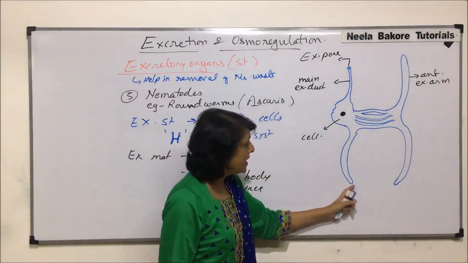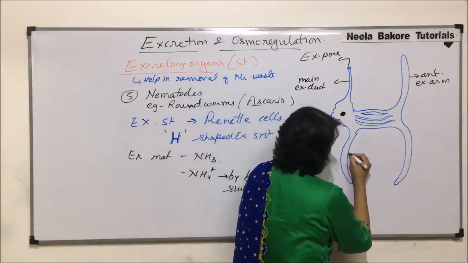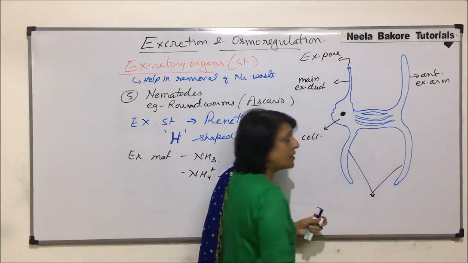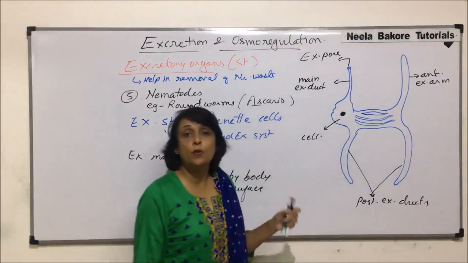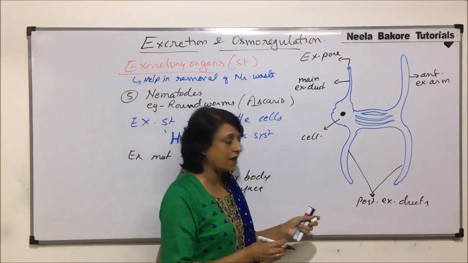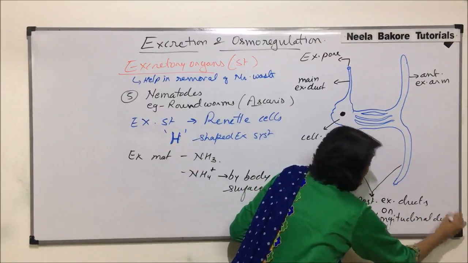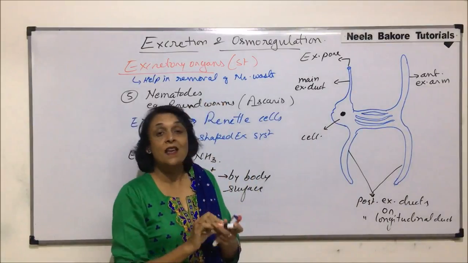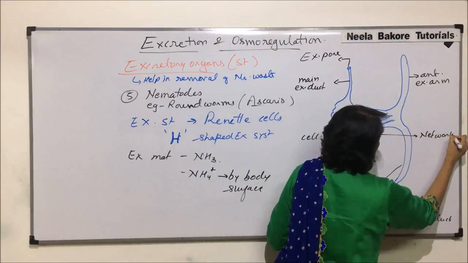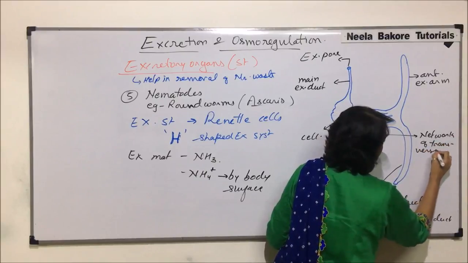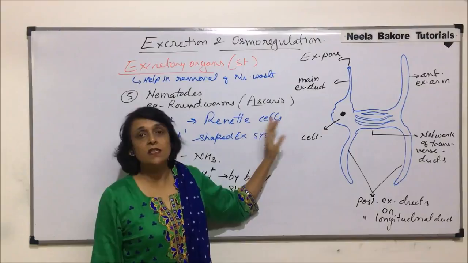These lower ones, and as you can see, these three, they don't have any opening. The opening is present only in one. And these two are known as the posterior arms or posterior excretory ducts. They are also known as posterior longitudinal ducts, as they are lengthwise arranged. And this network which is in the middle is known as the network of transverse ducts. So this is one renette cell, and there are few renette cells in the body of Ascaris.